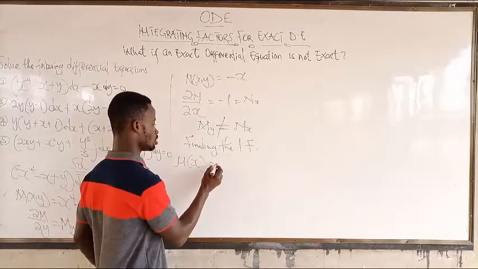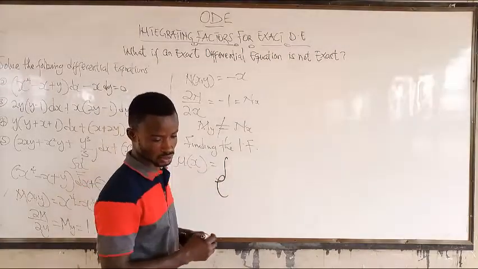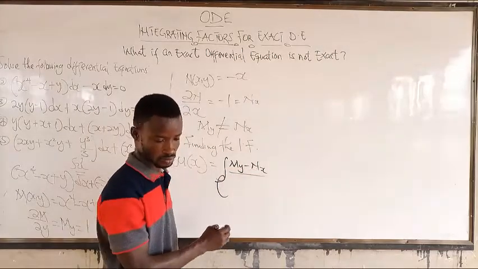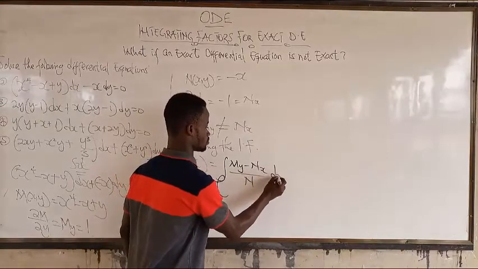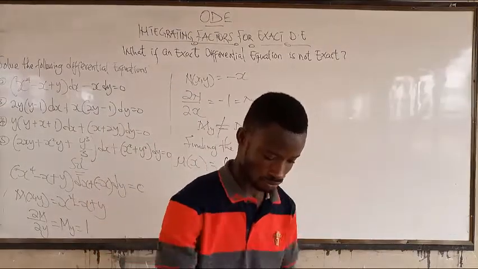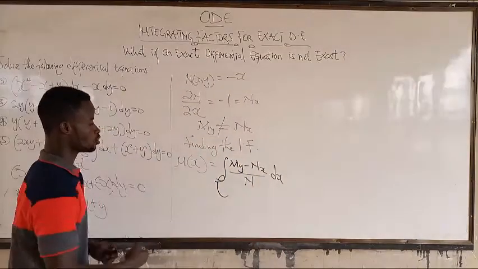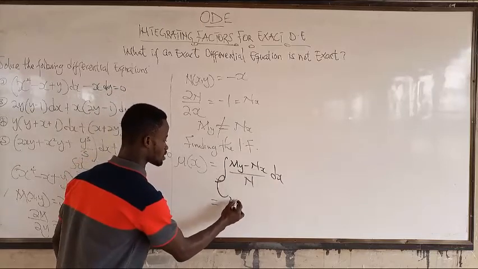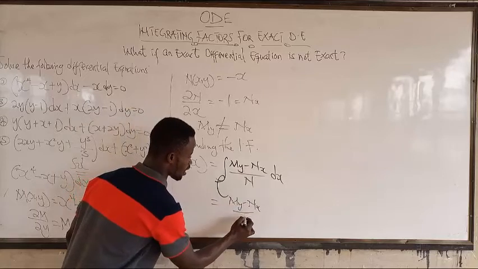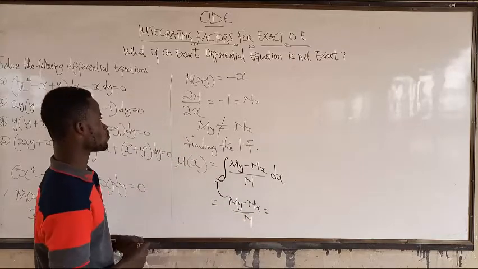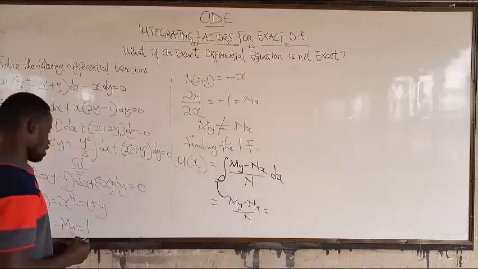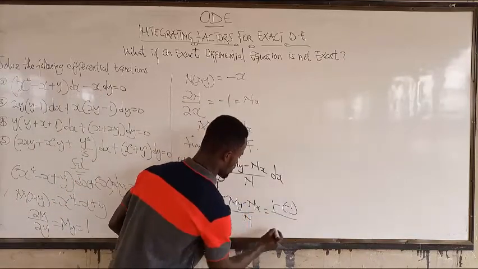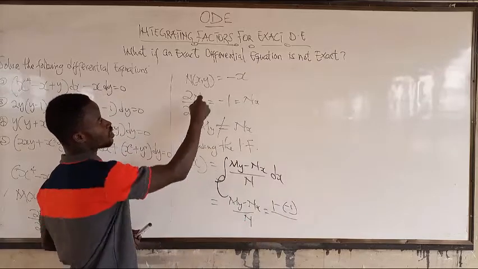That is going to be the integral of... very good. So let's go for this. Let's take only the inside, that is M_y minus N_x over N. M_y is 1, minus N_x, negative 1, over N. N is negative x.